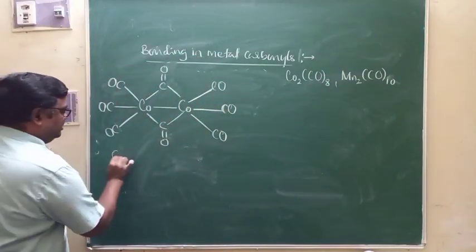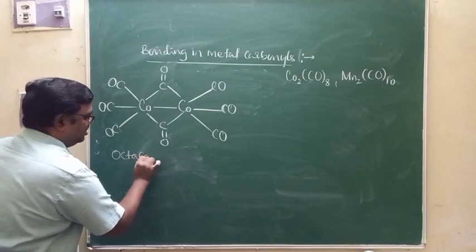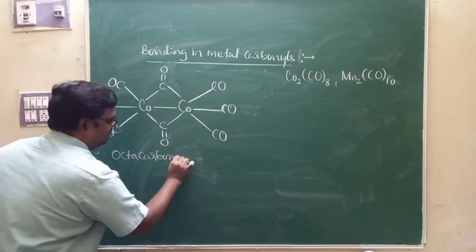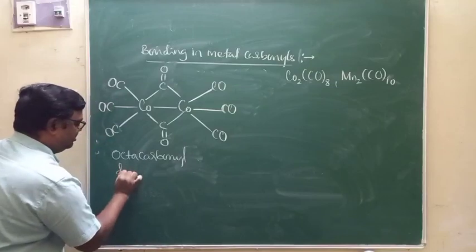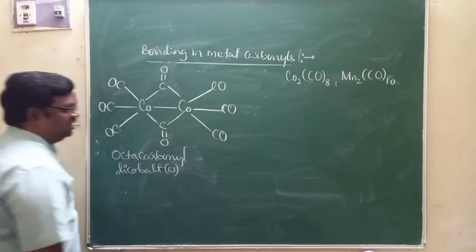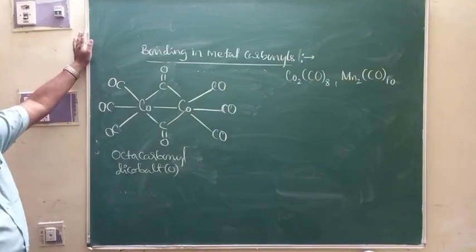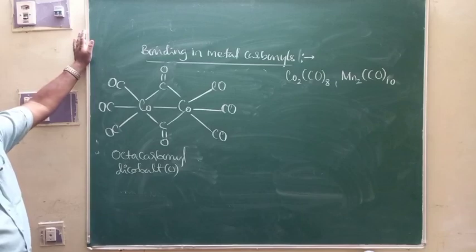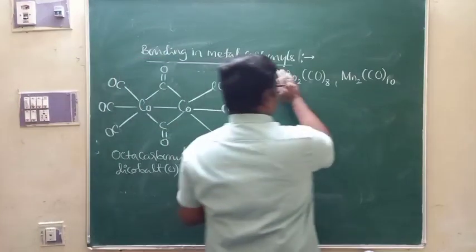This is octacarbonyl dicobalt 0 there. Okay, now this is what we call it as the structure of Co2 CO 8 times.